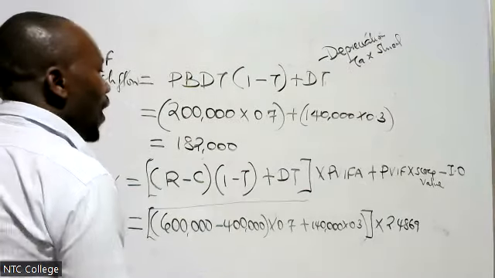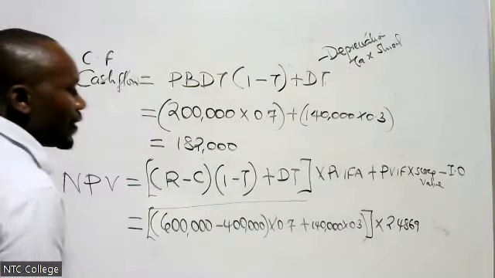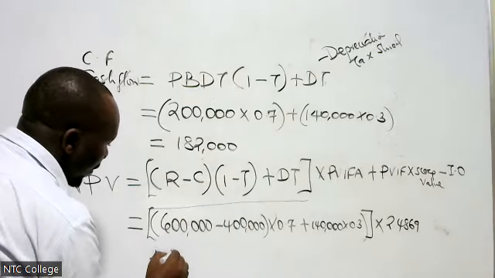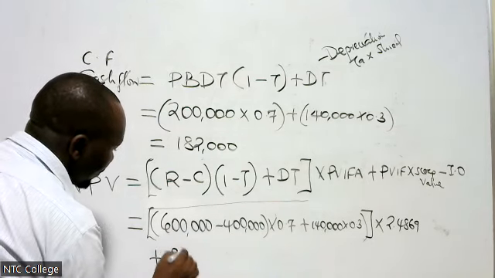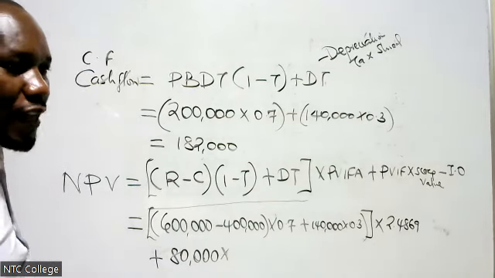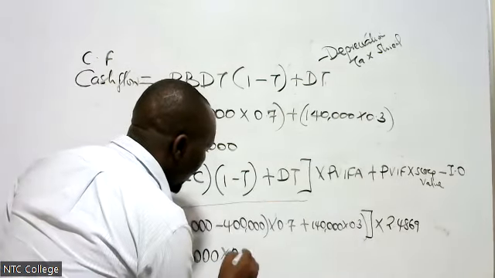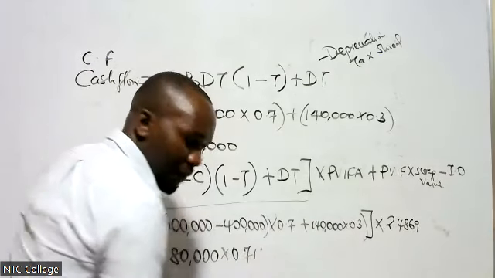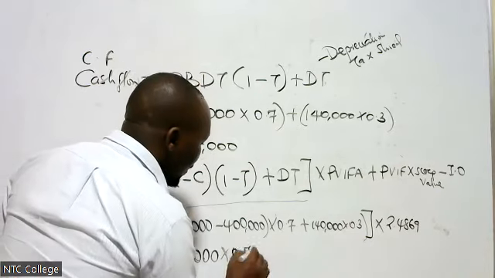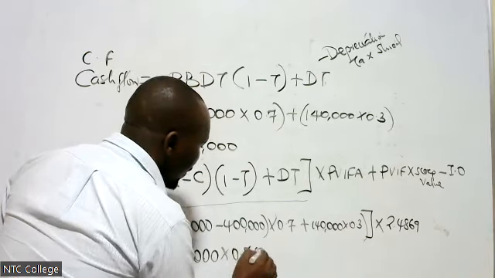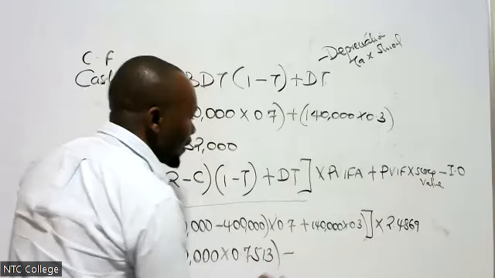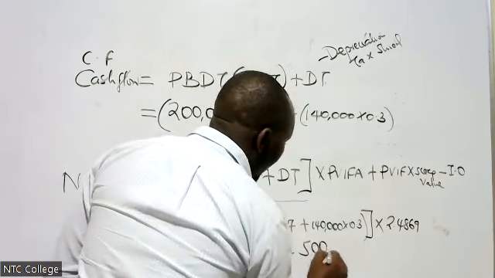The answer that we shall get, we have just done it up to here. The answer that we shall get, we add our scrap value, which is 80 times PV. PV for year 3 was 0.7513. Then now we minus IO, which is 500,000.